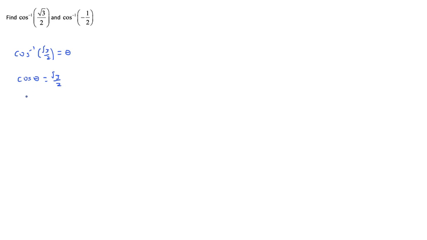Well, where does cosine equal rad 3 over 2? We know that the cosine of pi over 6 is rad 3 over 2. And it turns out that the cosine of 11 pi over 6 is also radical 3 over 2. So does that mean we have two answers here? Does that mean that cosine inverse of rad 3 over 2 equals pi over 6 and 11 pi over 6? We can't do that because then this would not be a function. So how do we do this?